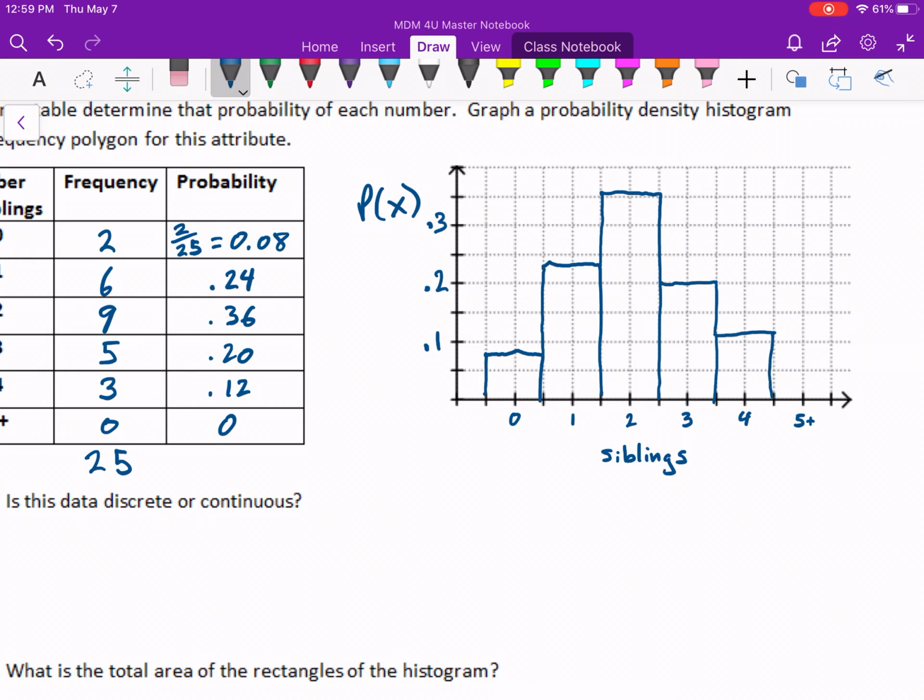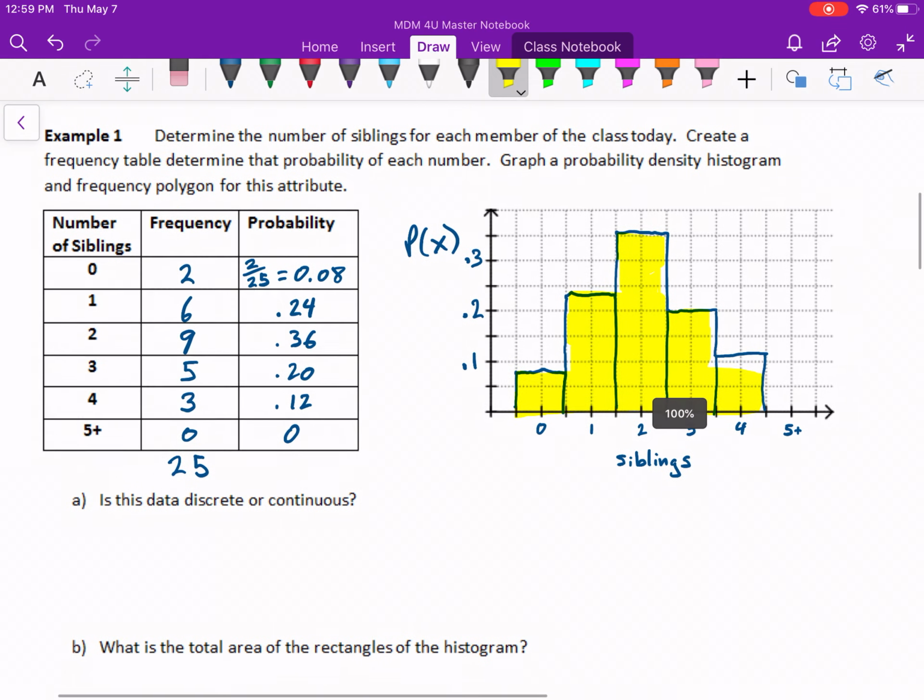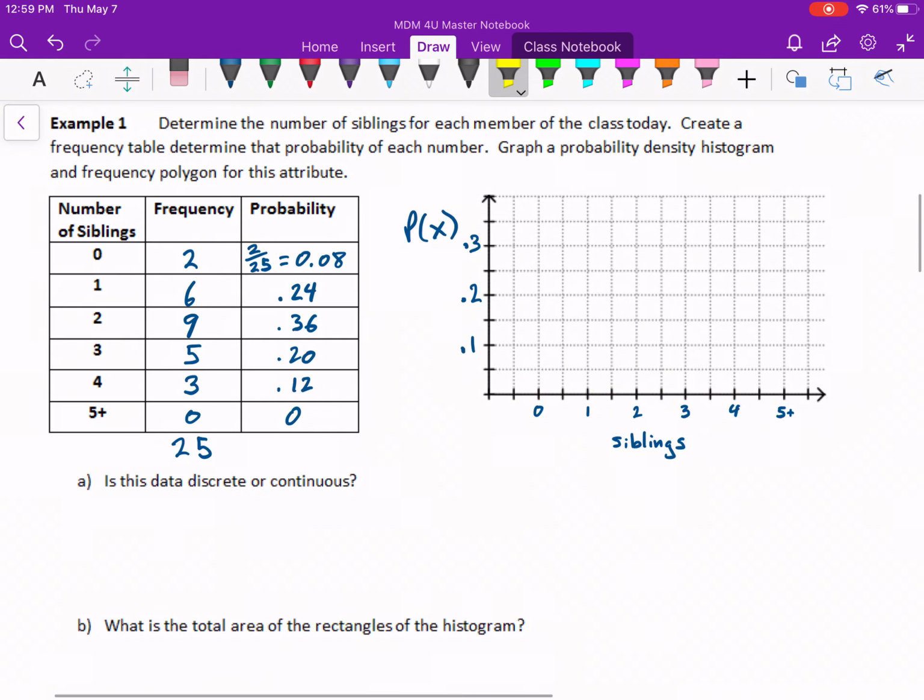So just color this in so it pops out a little bit better for a visual. There's my histogram. All right, so that's the first part. I've created a probability density histogram. I get a quick view of what's going on with my class.